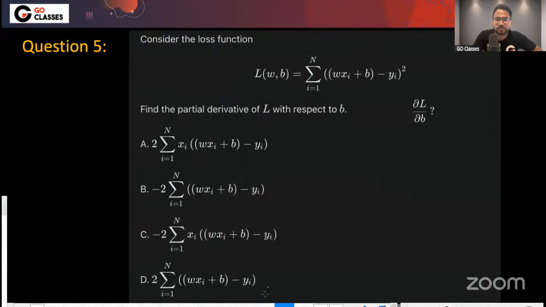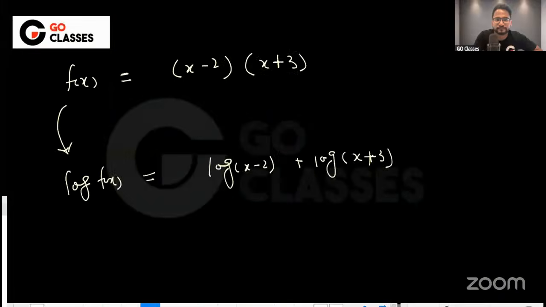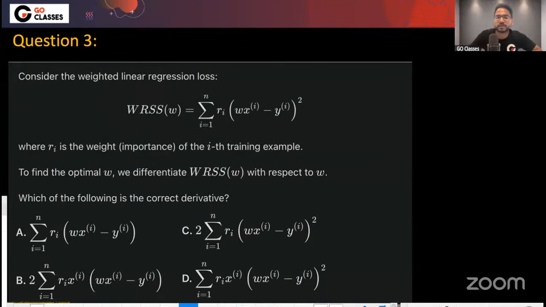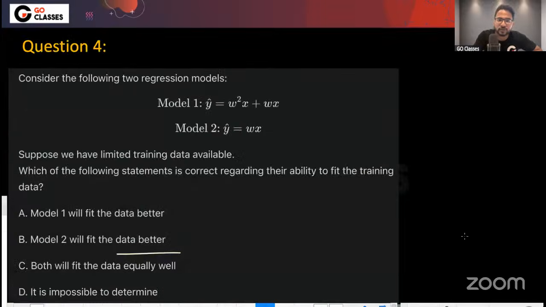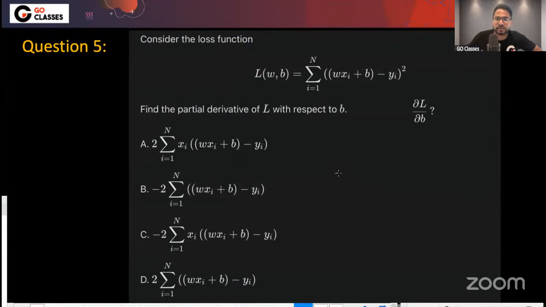Okay, now let's do this question. This is question number 5. This is also an easy question. In one of the similar questions, I asked you to differentiate, but the differentiation was with respect to w. Now I'm asking you to differentiate in this question, but here the differentiation is with respect to b. I'm taking wx plus b this time, so you need to differentiate with respect to b. Let's see how we can do that.